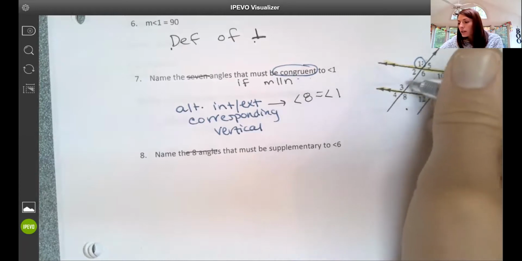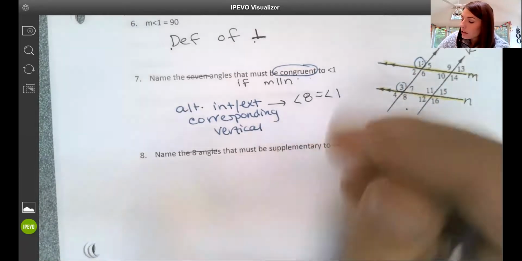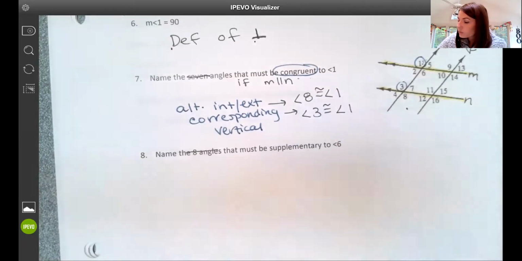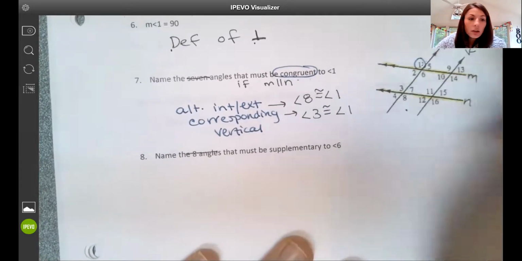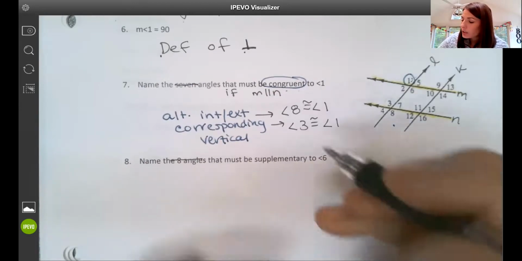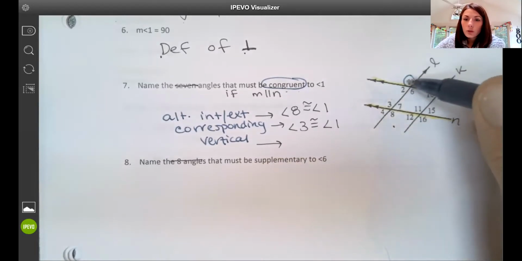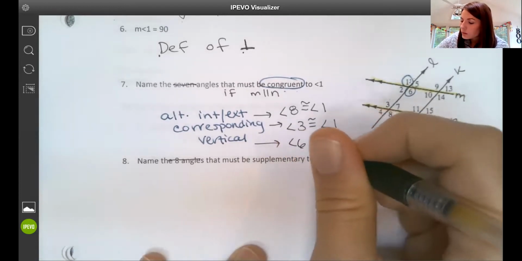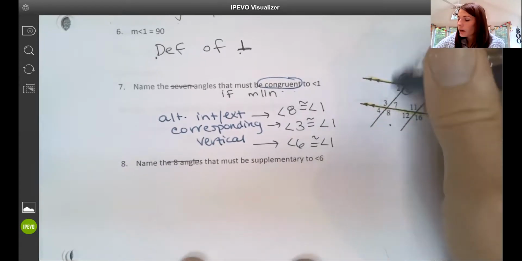Jaden said 3. 3 is corresponding to angle 1. So 1 out, 1 in. So angle 3 we know is equal to angle 1, or I should say congruent. And vertical, what would be the last angle that we would have here? What's vertical to angle 1? That has nothing to do with parallel lines. Vertical angles are always congruent. Angle 1 with angle 6, that would be my vertical angle there, and angle 6 would be congruent to angle 1. So if I knew any of those values, I could find all the others, because they're all congruent.